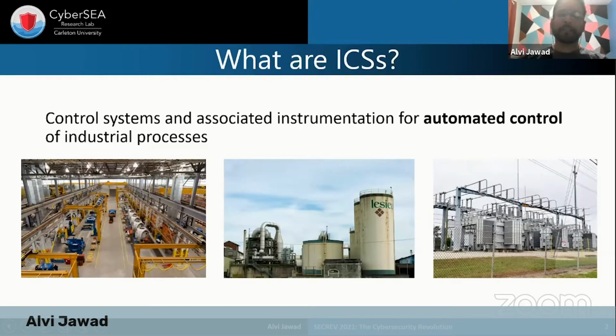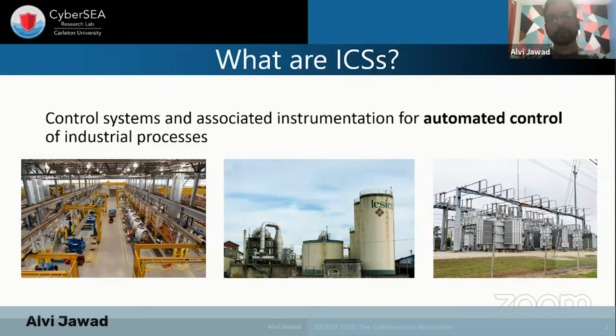So let's start with the idea of industrial control systems. As we know, critical infrastructures are a very broad topic. Within that, we have industrial control systems, which are basically a wide variety of control systems and also associated instrumentation that we use for automatically controlling our industrial processes. Some of these include manufacturing systems, the oil and gas industry, power systems, chemical processing systems, telecommunication systems, and a lot more.